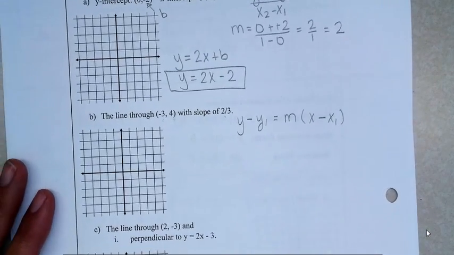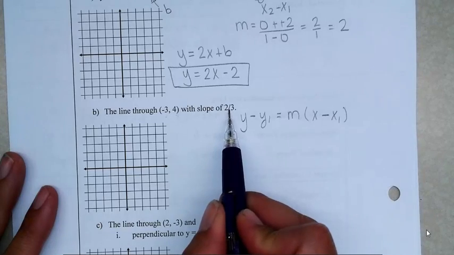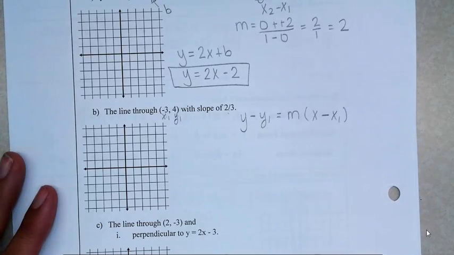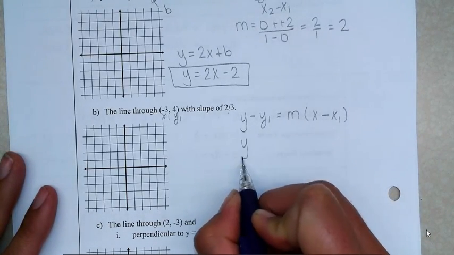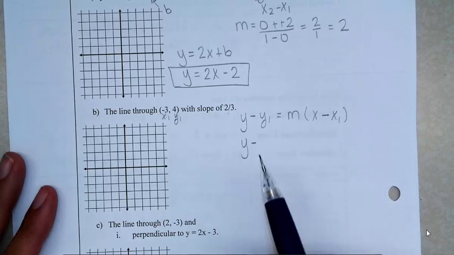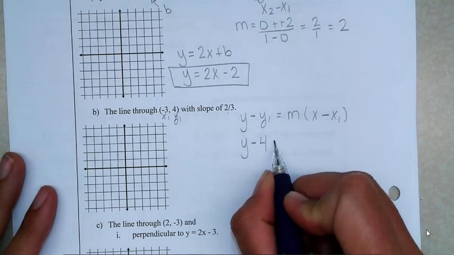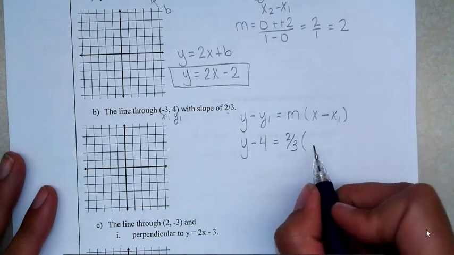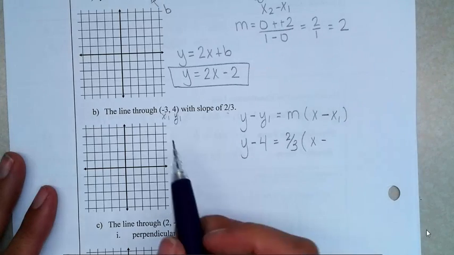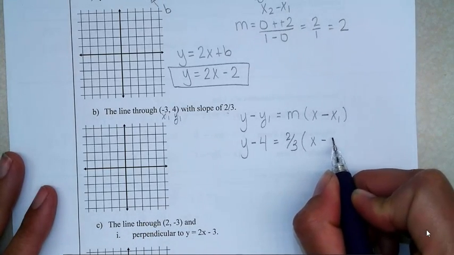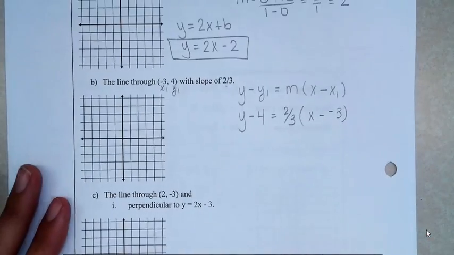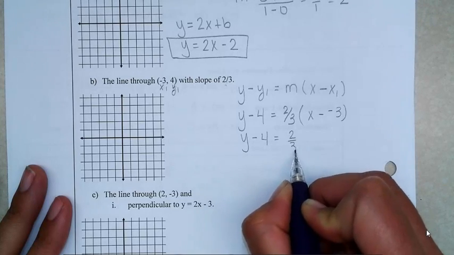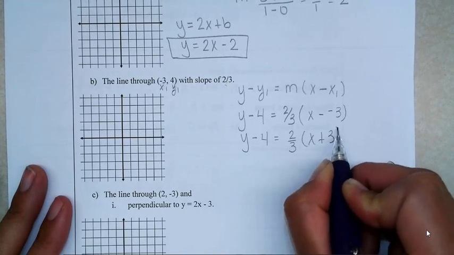Okay, so I have been given my slope, and I've also been given a point. This will be my x1, y1. So I just plug it into here. I do y minus y1, which is 4, equals my slope, which is 2/3, times x, which is part of the equation, minus the x1 of my equation, which is negative 3. Okay, so this could be y minus 4 equals 2/3 times x plus 3.